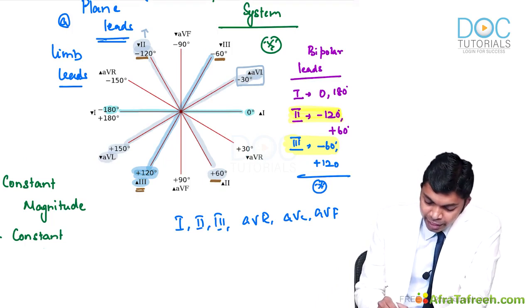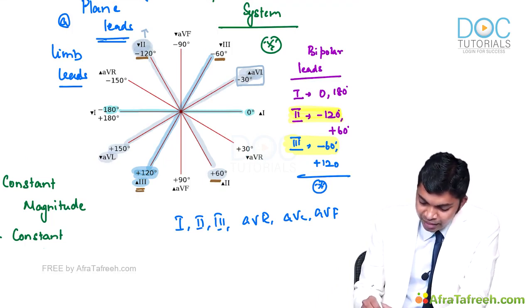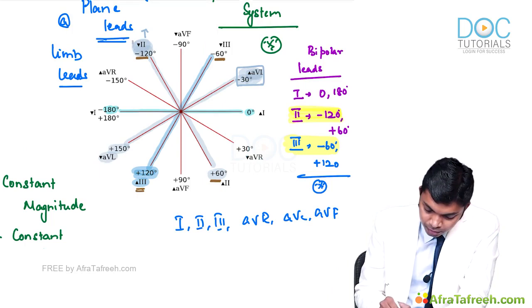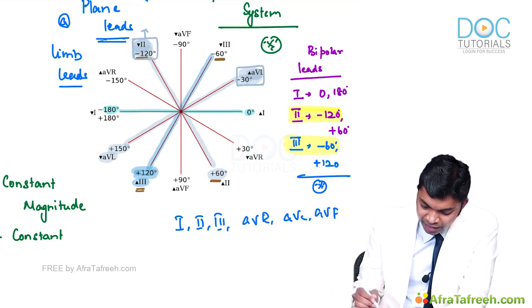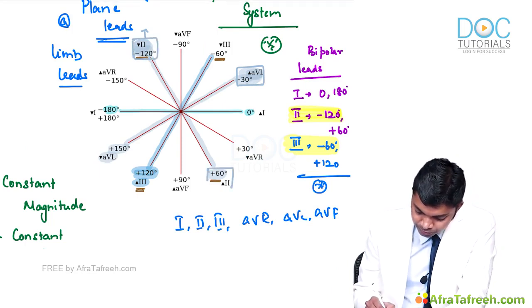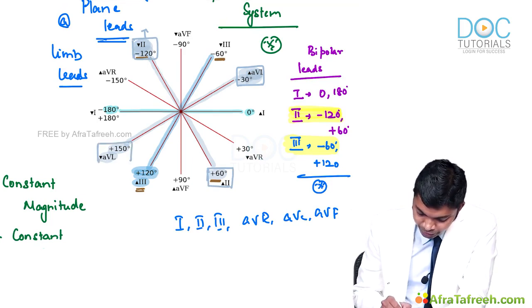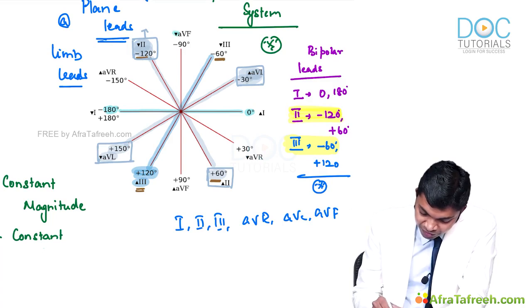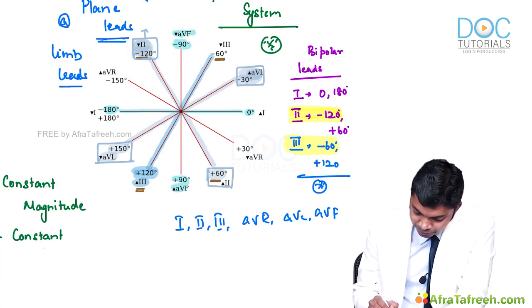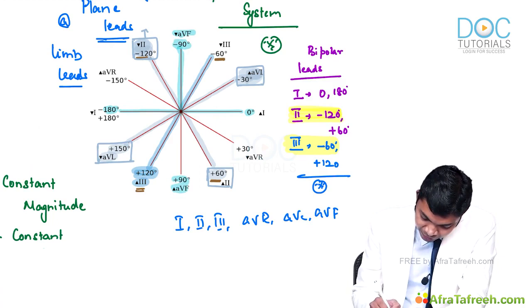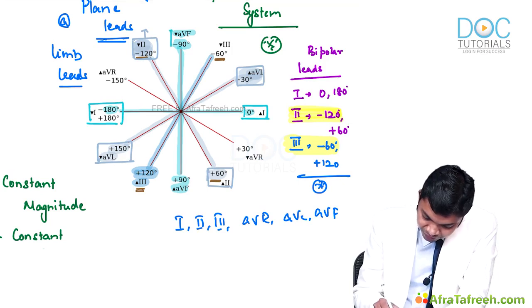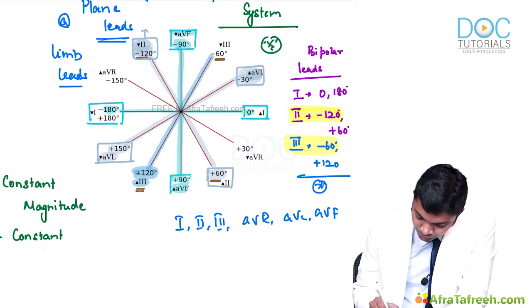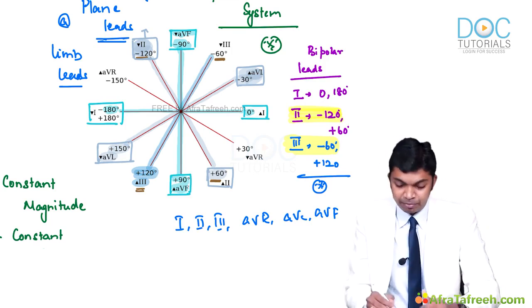Remember, lead 2 and AVL are perpendicular. Similarly, we have lead 1 and AVF as perpendiculars. Lead 1 and AVF are exactly perpendicular, doctors.